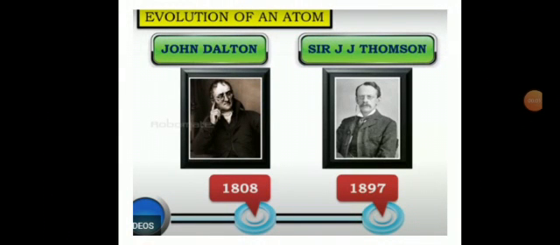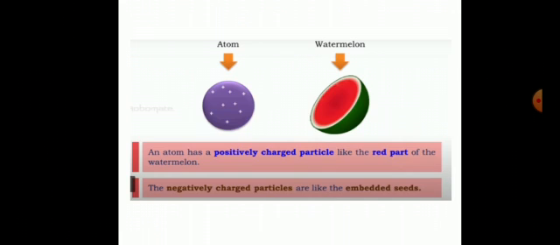Let us continue. In evolution of an atom, the second person was Sir J.J. Thomson, and we will move on in the world of work done by J.J. Thomson. Sir J.J. Thomson compared an atom to a watermelon. According to him, an atom is like a watermelon.